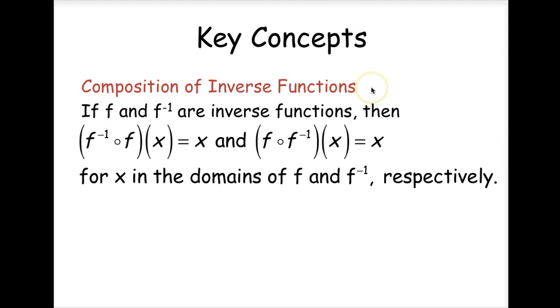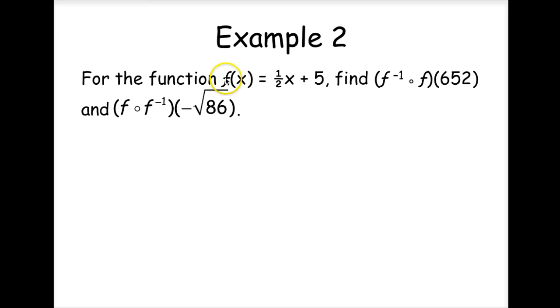Looking at the composition of inverses, if f and f inverse are inverse functions, then f inverse of f of x is equal to x, and f of f inverse of x equals x. Try to say that 3 times really fast. Oh my goodness. For x in the domains of f and f inverse respectively. What does that mean? Well, looking at the function f of x is 1/2 x plus 5. Find f inverse of f of 652 and f of f inverse of negative square root of 86.